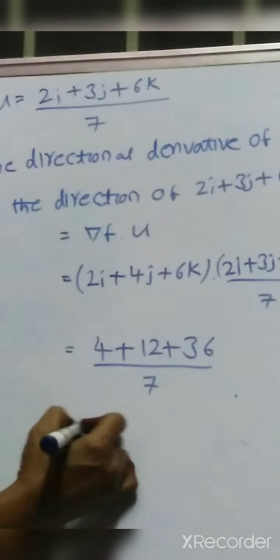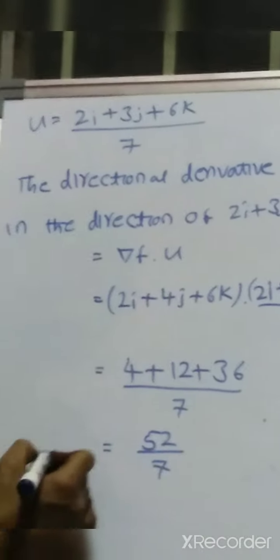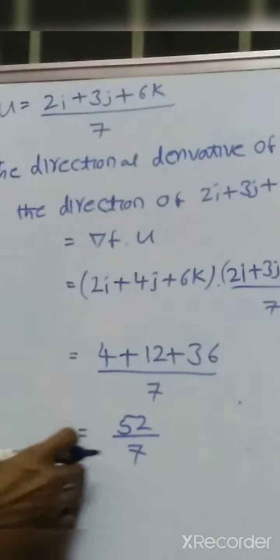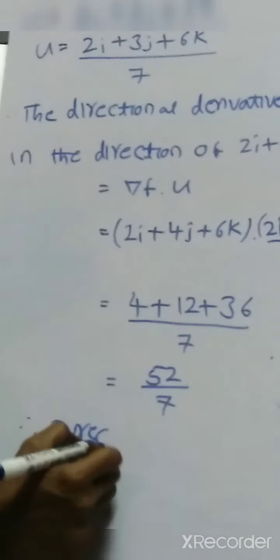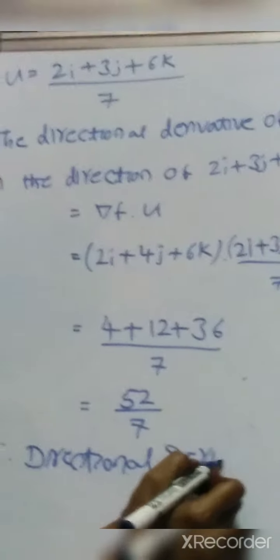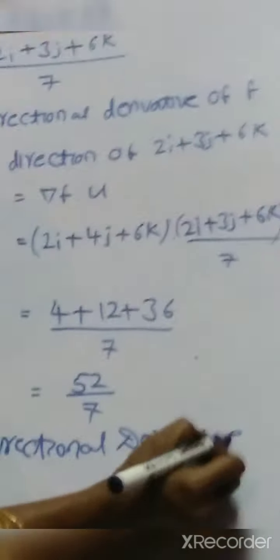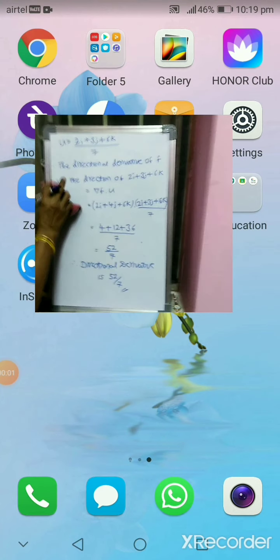So how much is the value? 52. So 52 by 7. This is the directional derivative. So therefore the directional derivative is 52/7. This is our answer. Okay, let us continue with the other problem.